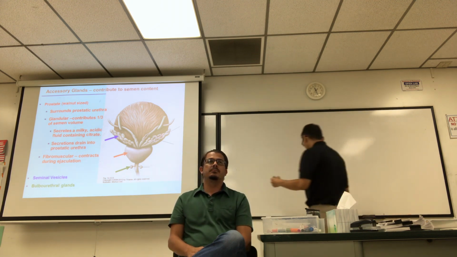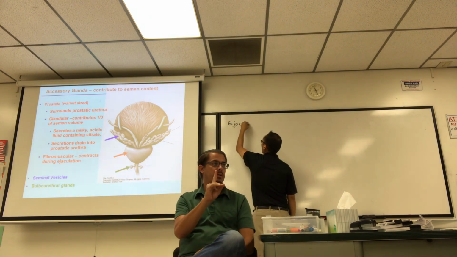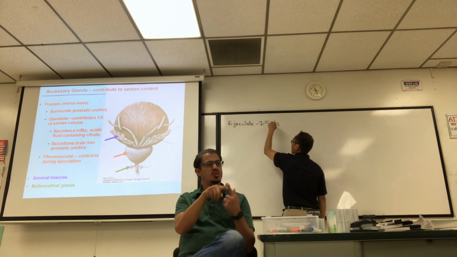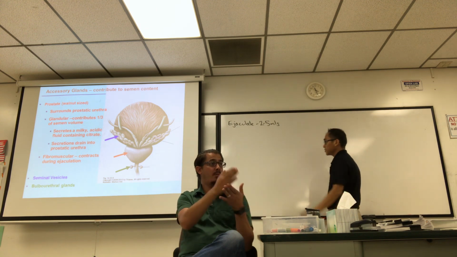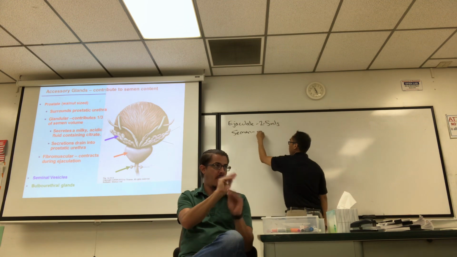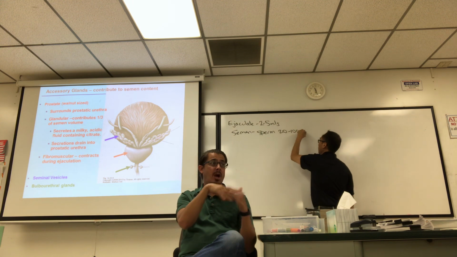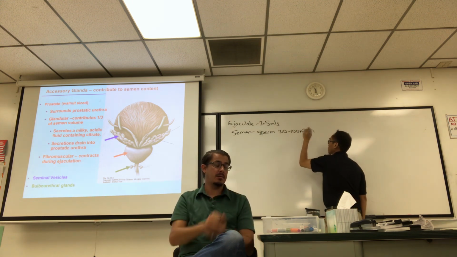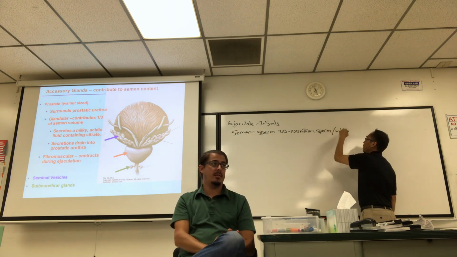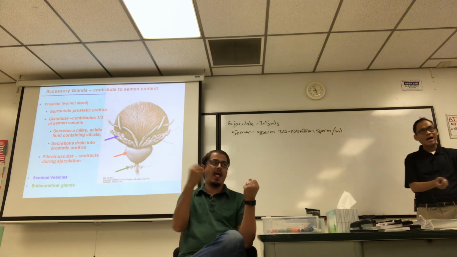So, let's say something about semen. A typical ejaculate is about 2 to 5 mLs. And the most important ingredient in the ejaculate, in the semen, is the sperm, obviously. And you should have about 20 to 100 million sperm per mL. Okay, in a fertile man, that's kind of the average high-low normal range.